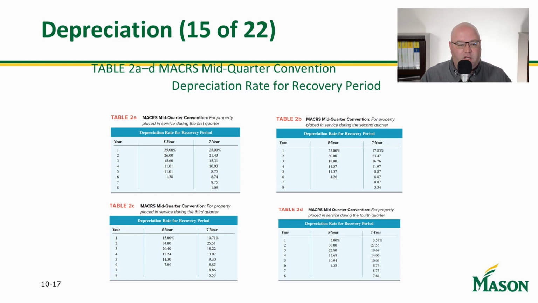The particular asset you have wasn't the trigger for the 40%, but it was also an asset. I could say it's a $10,000 asset placed into service. It's a 5-year asset, mid-quarter, quarter 1. What is the depreciation at year 4? You should be able to look at that and see 11.01%. So you take 10,000 times 11.01%. That's the depreciation for that year. Again, it's easy. You don't have to think too much about it.